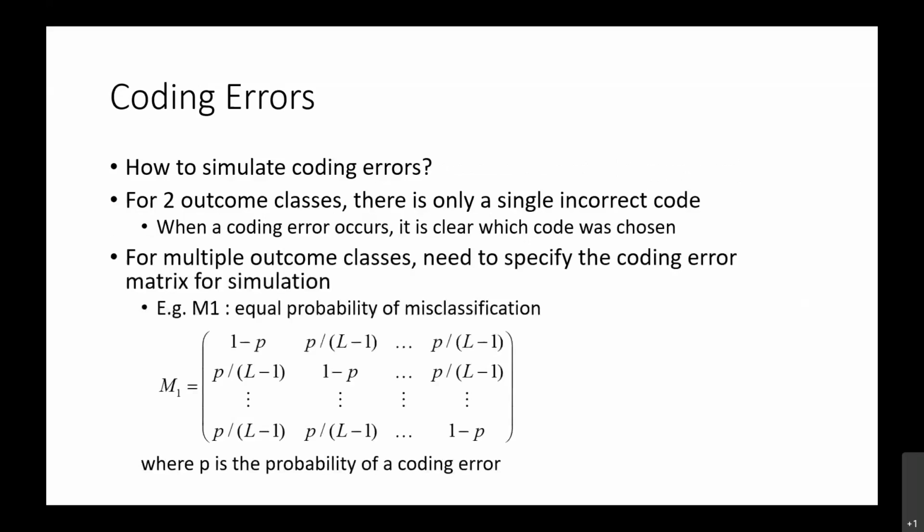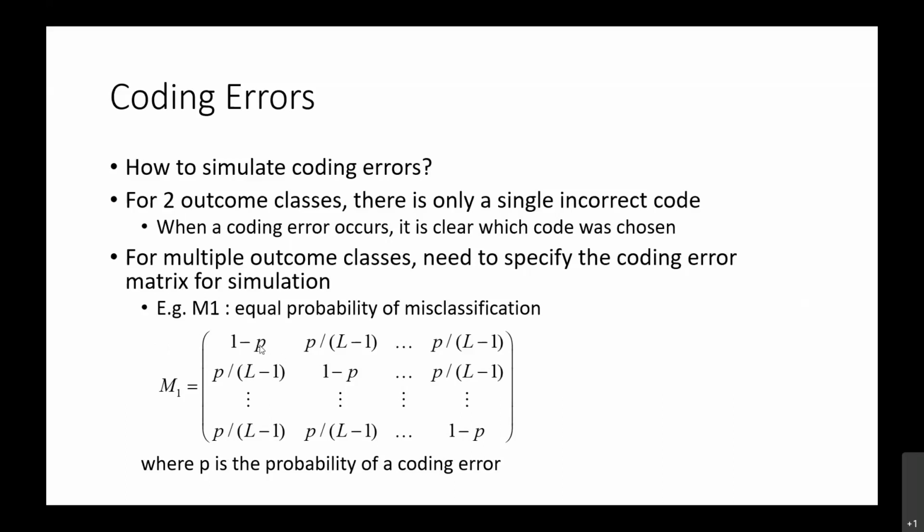There's only 2. But when there are more than 2 classes, we have to decide where the error occurs, in what other class it occurs. And this is captured by this coding matrix M1 here, where we have the true code on the one axis, and on the other axis we have the predicted code. And if it were all on the diagonal, it would be all correct, but it's not always correct because we have an error P here.